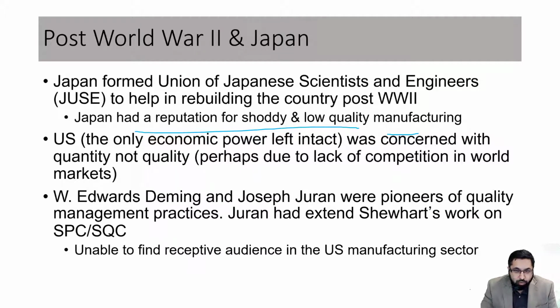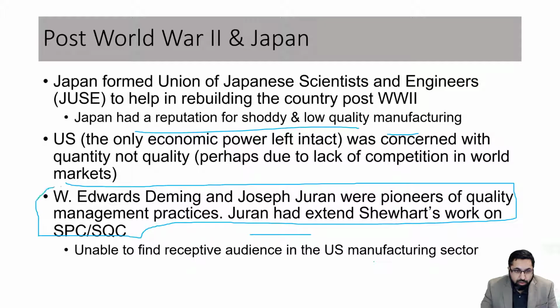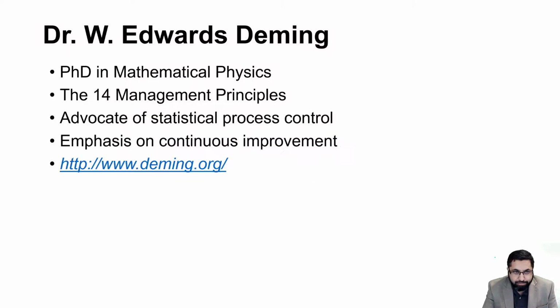And so people who had pioneered how to ensure quality during the World War II effort, who popularized statistical process control and so forth, they were feeling ignored in the US. So Edward Deming, Joseph Juran, right? They had developed on Shewhart's work on statistical process control, and they had very good ideas on how to ensure quality, but they were unable to find a receptive audience in the US.